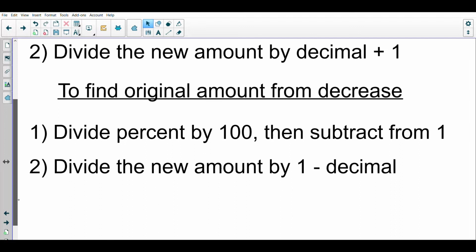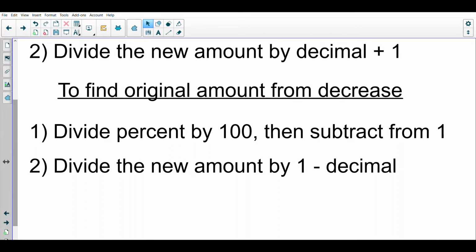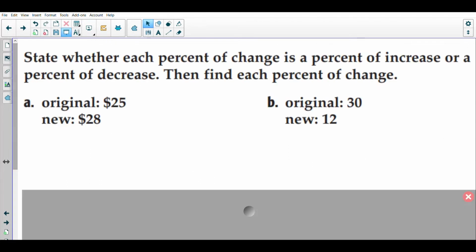To find the original amount from a decrease, you divide the percent by 100, so you get a decimal, then subtract from 1. So again, with 0.64, you do 1 minus 0.64. And then you divide the new amount by whatever 1 minus the decimal is. Okay, so let's go through some examples.